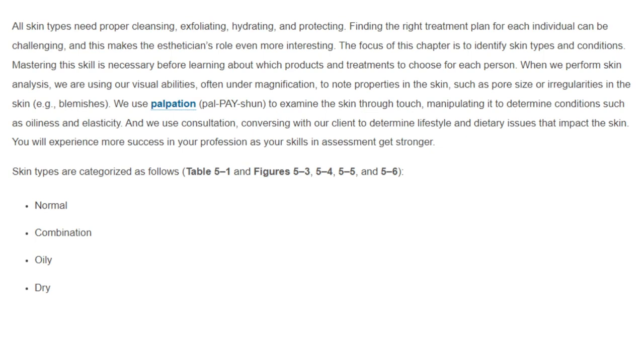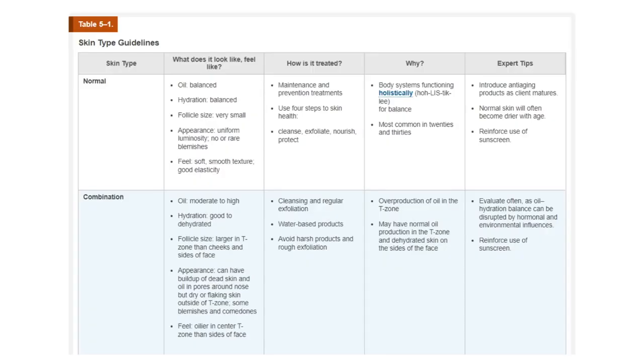Skin types are categorized as follows: Table 5.1 and Figures 5.3, 5.4, 5.5, and 5.6. Normal. Combination. Oily. Dry. Table 5.1. Skin type guidelines. Skin type, normal. What does it look like, feel like? Oil, balanced. Hydration, balanced. Follicle size, very small. Appearance, uniform luminosity, no or rare blemishes. Feel, soft, smooth texture, good elasticity.